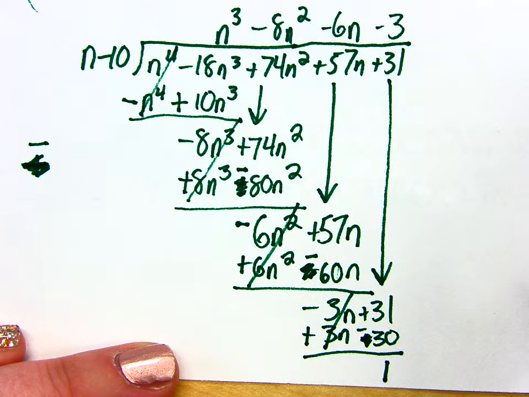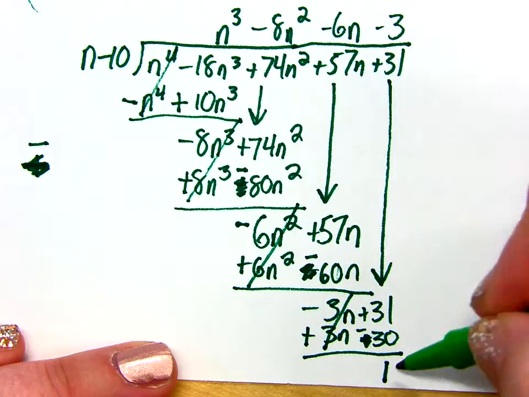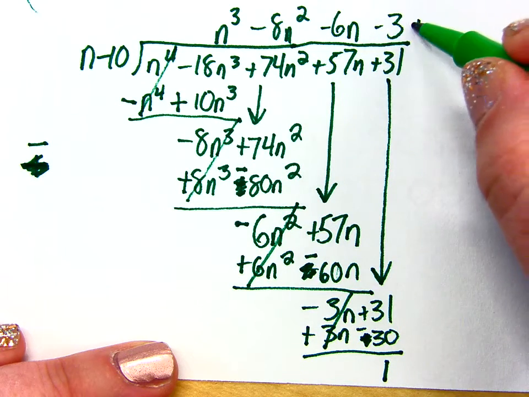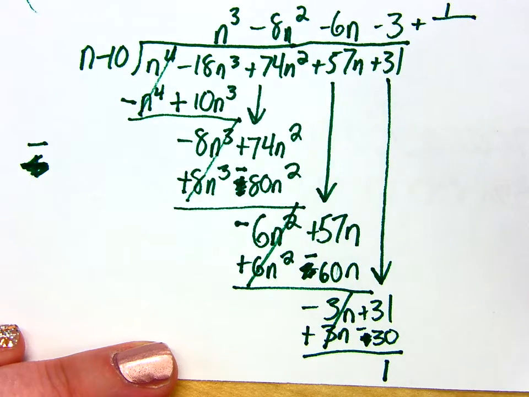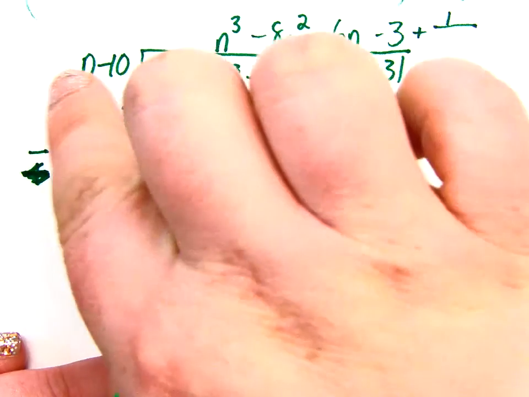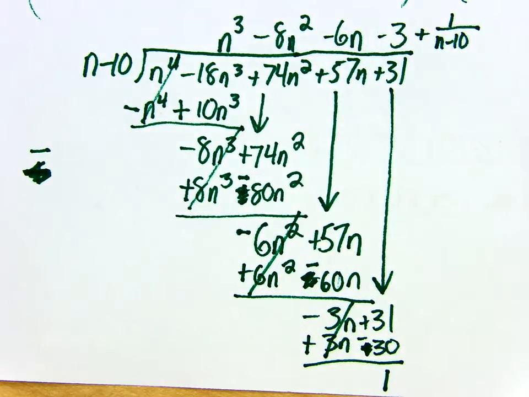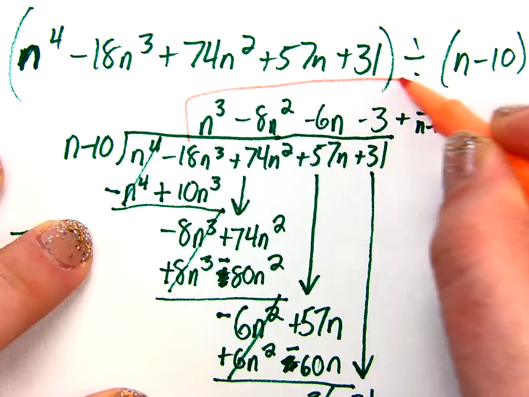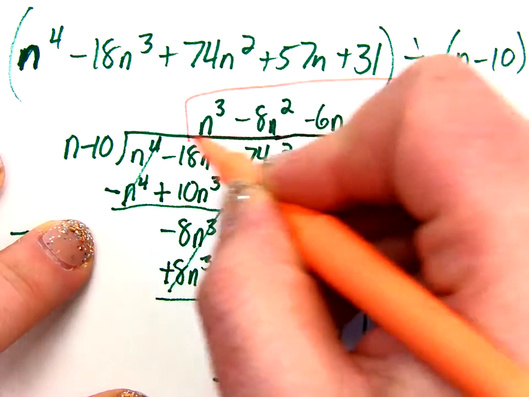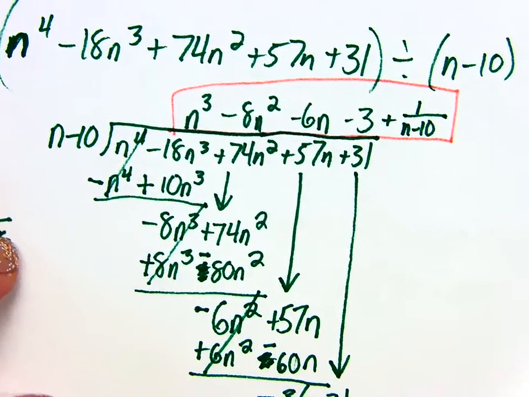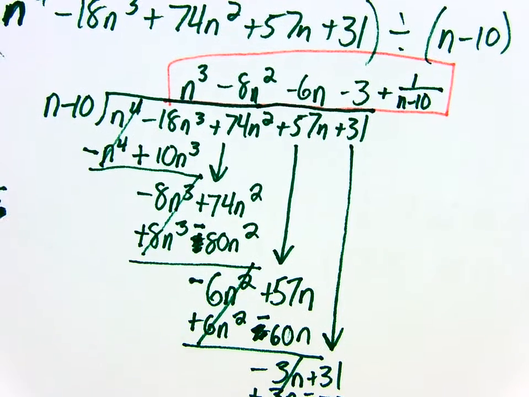What do I do with that 1? You're just going to write it as a fraction. Since it's positive, I just write plus 1 over whatever you were dividing by. I was dividing by n minus 10. That's it. That's my final answer up at the top there. This whole thing. So if there was an answer line, that's what I would put on it. That whole crazy thing.